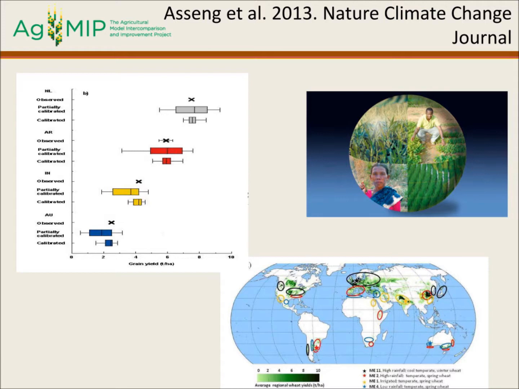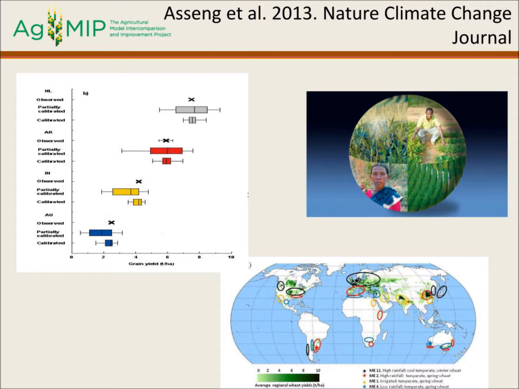But some of them actually were really wild. They produced very high levels or very low levels. And the story behind this is that the same crop model was not the best one across all locations, but the median was the best. The median was better across all locations than any single model.